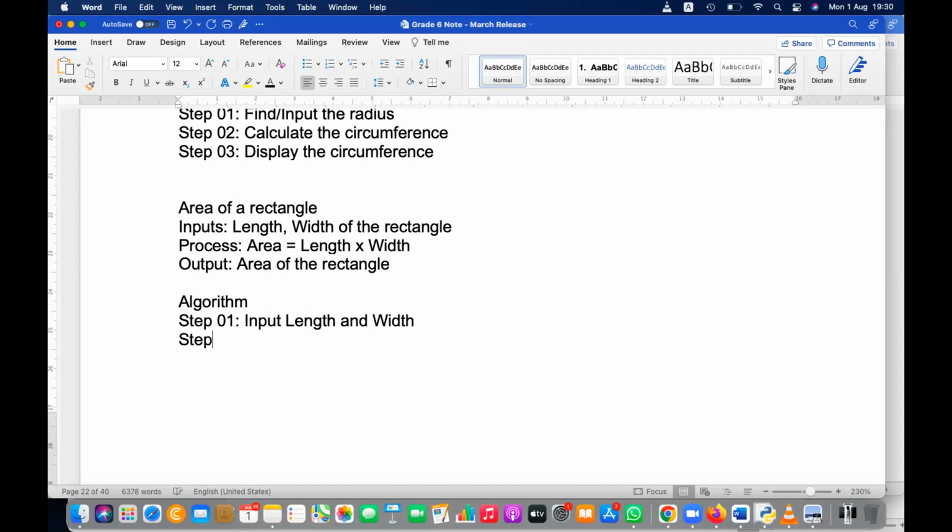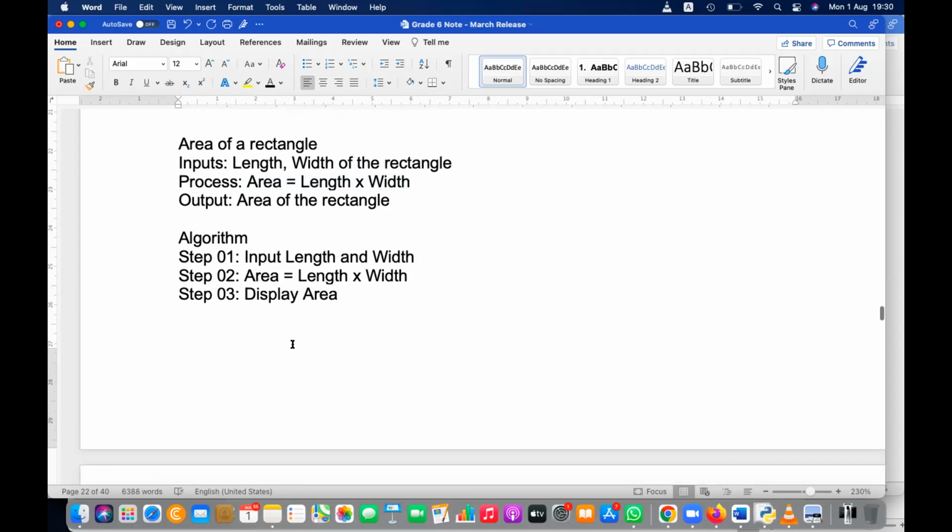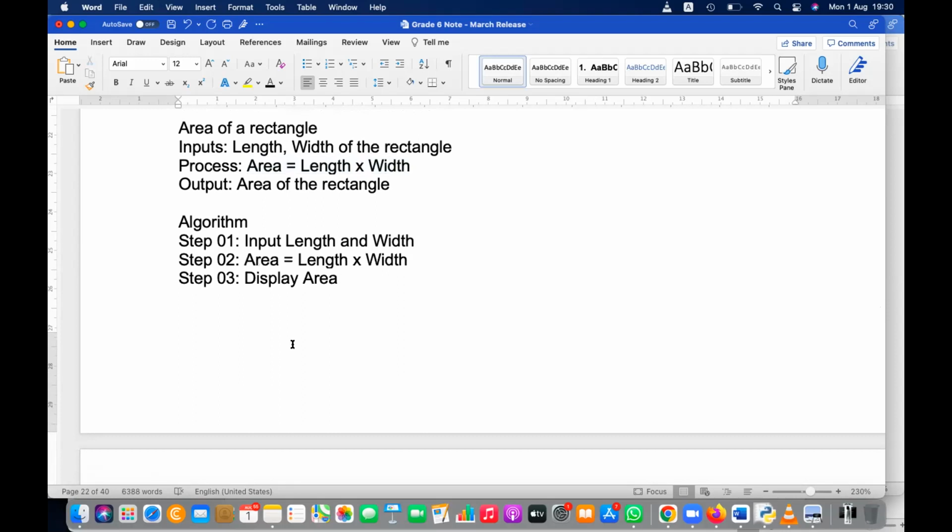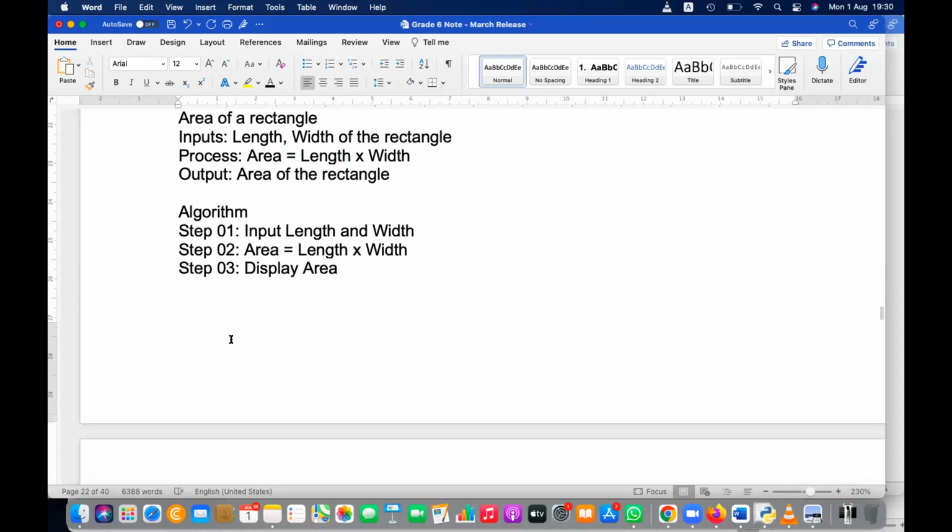Step number 2, you can say it's the same area calculation. Step number 3, you can say display area. So shall we write this down very quickly? Because this is what they have asked: the area and perimeter of a rectangle. You have to identify input, process, and outputs. Then in the algorithm, you have to write the steps. Let's do that very quickly.